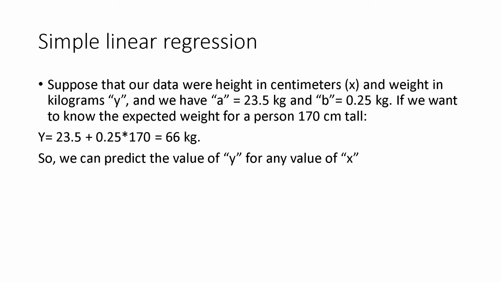Suppose that our data were height in centimeters and weight in kilograms, and we have an intercept of 23.5 kilograms and a slope of 0.25 kilogram. If we want to know the expected weight for a person 170 centimeters tall, then y equals 23.5 plus 0.25 multiplied by 170, we will have an expected weight of 66 kilograms for that person. So we can predict the value of y for any value of x.